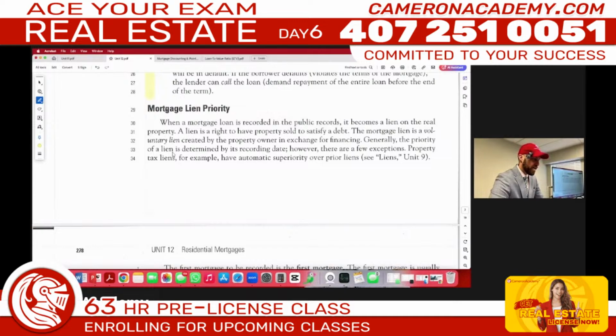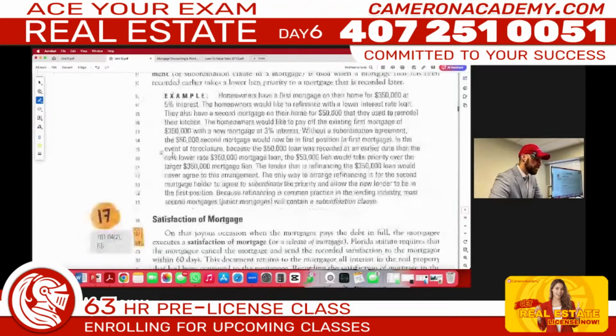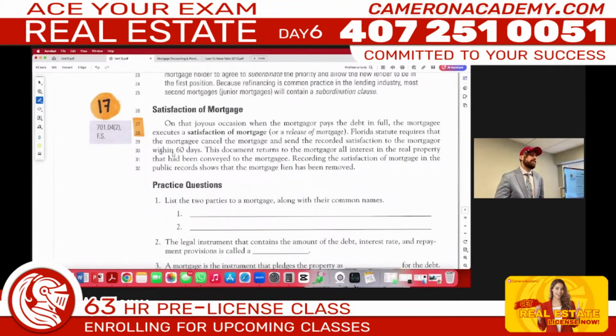We already discussed this in Unit 9, mortgage lien priority, so we can move on to the next page, page 278. Class exam question, highlight this. Satisfaction of what? It's just like it sounds. You're satisfying your debt, essentially. Satisfaction of mortgage: when you pay off your debt completely, it requires the lender to record this document into public records. Satisfaction, which will essentially release what's been attached to the property.